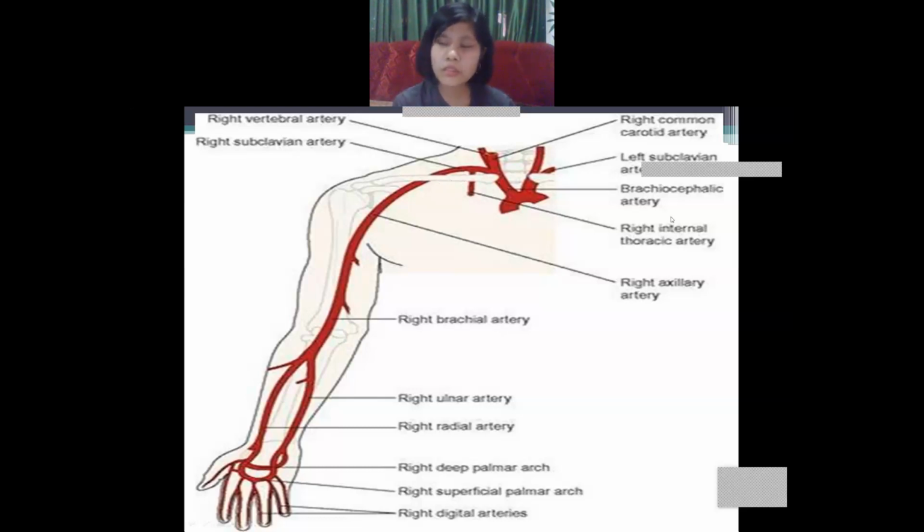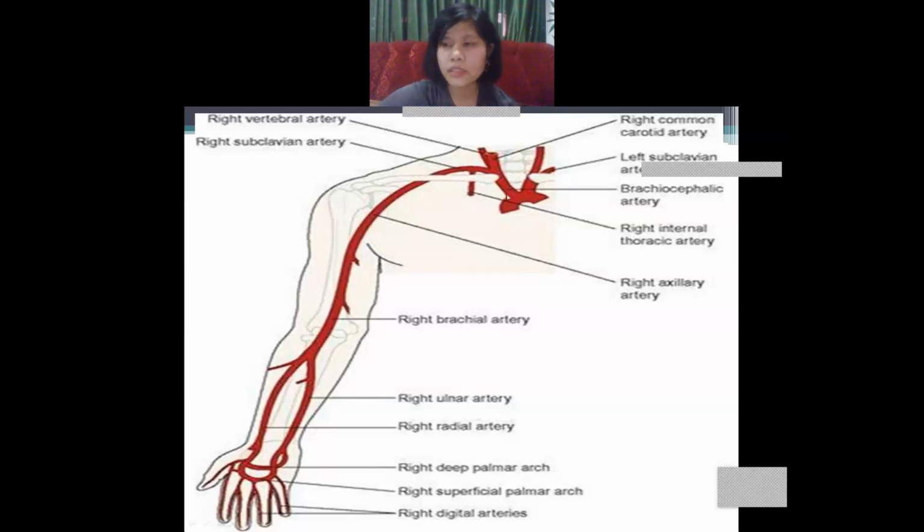The brachiocephalic artery, where does it lie? The brachiocephalic artery is in the arch of the aorta. You remember the heart? In the heart you will find the aorta. So the arch of the aorta means, suppose this is the heart, so this is the aorta, and it will lie there. Understand? That is the brachiocephalic artery.